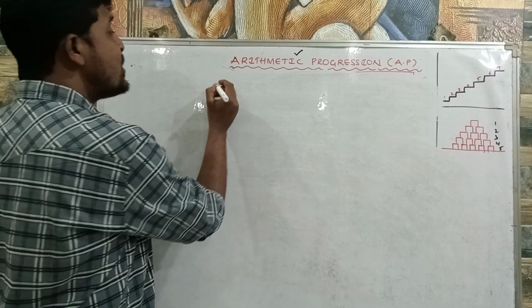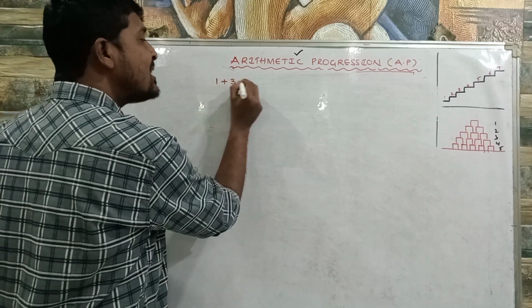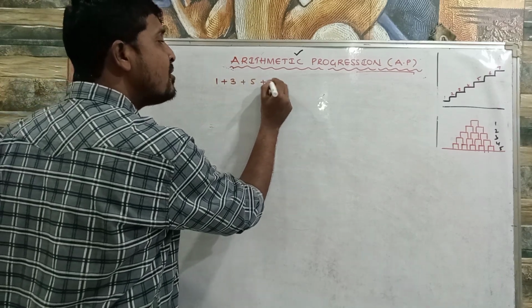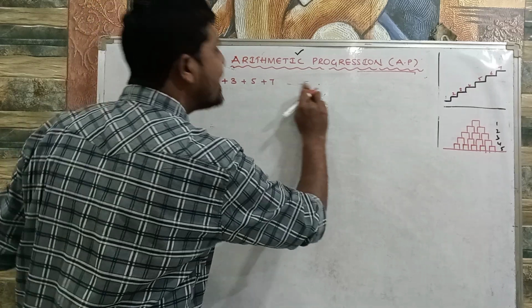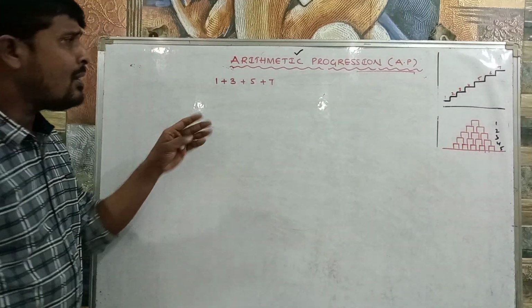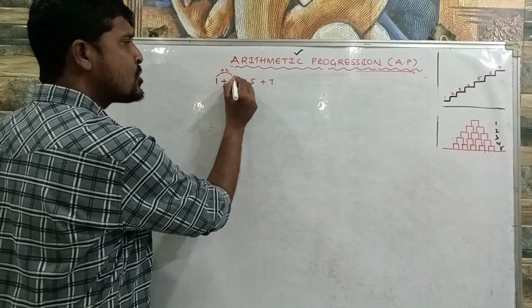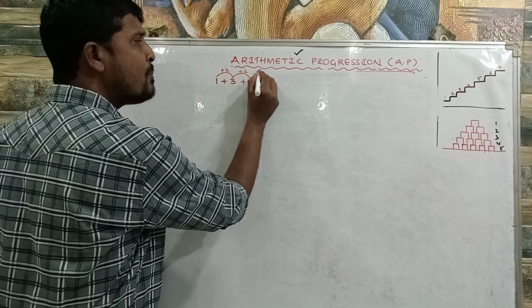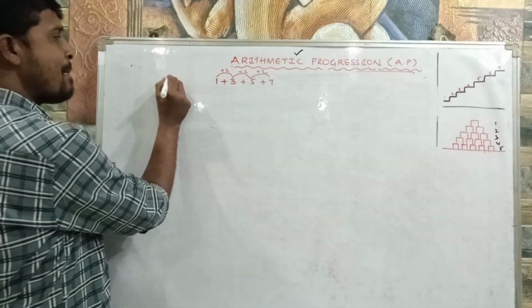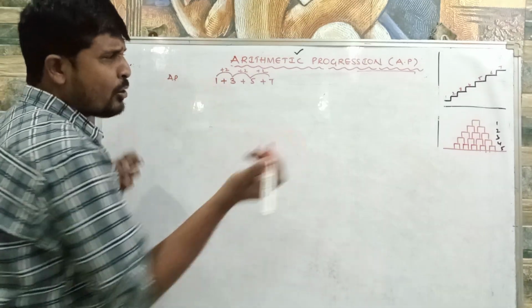For example, you are going to have 1 plus 3 plus 5 plus 7 and so on. Let us take this as an example. Now, are they in AP or not? Shall we check? See here, plus 2 and plus 2, it is obvious that is AP. We are going to visualize it.